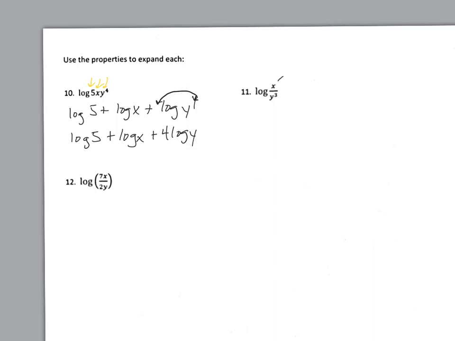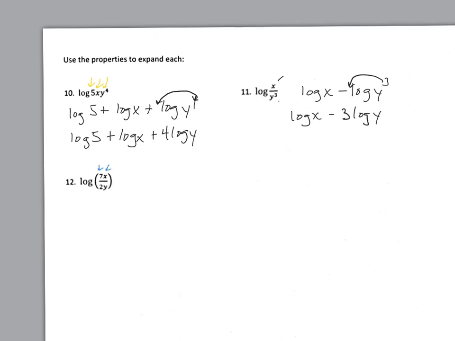2 things, an x and a y. So we're going to start with the log of x. Divide means subtract. Log y to the 3rd. The power comes in front of just that one piece, so the log of x has no power, so it's just log of x minus 3 times the log of y. Done.